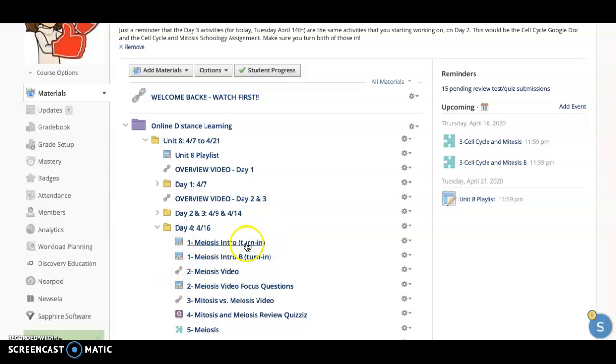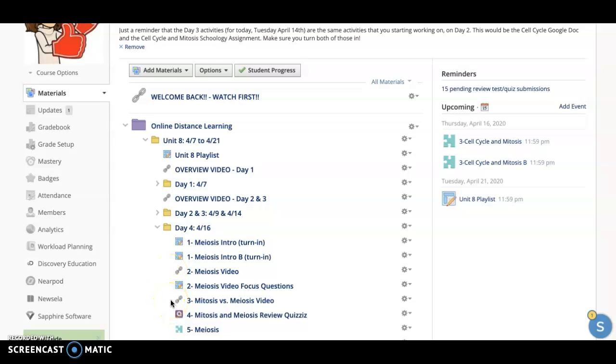I have this right here next to it for you to turn that in, so I do want you to submit that. This right here for the video and the focus questions, I don't have it next to it for you to turn in. This is going to be something that's going to help you for the assignment later on. It's going to help you to literally focus on what you need to during that video. So that video right there is just on meiosis.